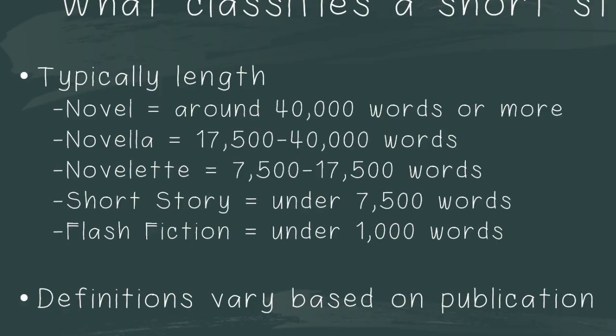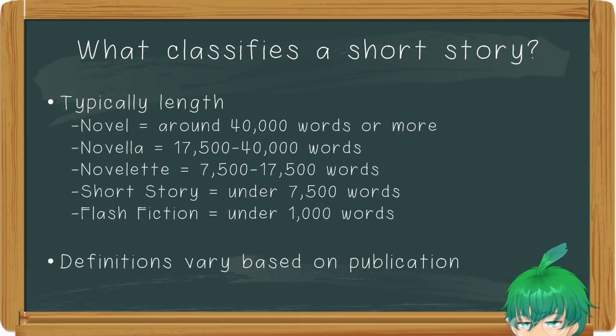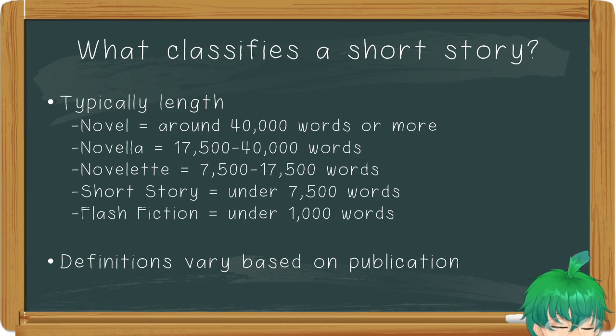The novella is a lot shorter, 17,500 to 40,000 words. Then we got a novelette below that, which is 7,500 words to 17,500. Short stories are under 7,500 words, and flash fiction is under 1,000, typically. Like I said, ranges differ for some people or some publications, but that's typically what you have to go for. Some also go based off of page length, I think, especially for flash fiction, but a majority of the time you're going to see them focus on word count.